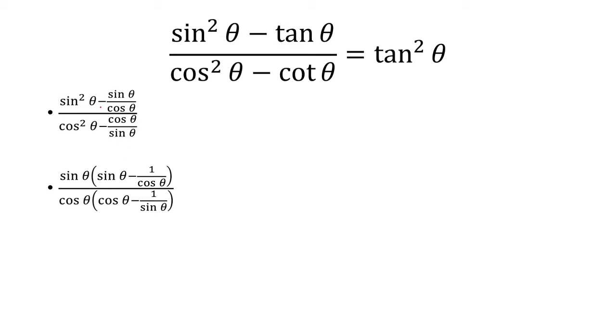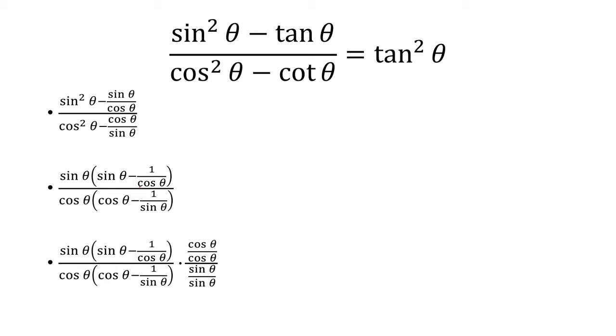Now, I'm going to factor out a sine theta from the top and then a cosine theta on the bottom. So on the top, if I remove a sine theta here, I'm left with sine theta minus 1 over cosine theta. And on the bottom, if I remove a cosine factor, I'm left with cosine theta minus 1 over sine theta.